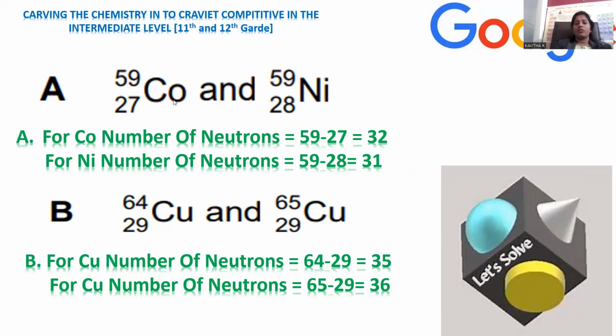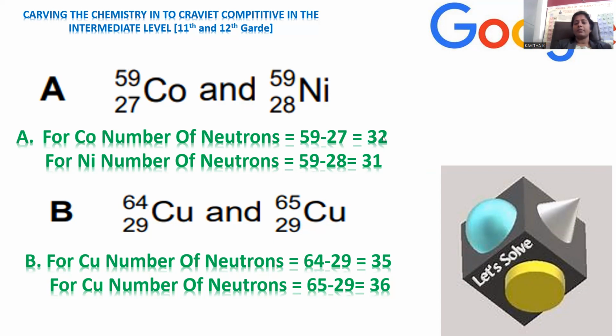So we will follow that for cobalt. Cobalt atomic number is 27, atomic mass is 59. Wherever a superscript is there, it is always the atomic weight. Where a subscript is there, that is the atomic number. So let me subtract 59 minus 27. The difference will be 32. This is for cobalt. Move on to nickel. Nickel atomic weight is 59. Atomic number is 28. The difference is 31.